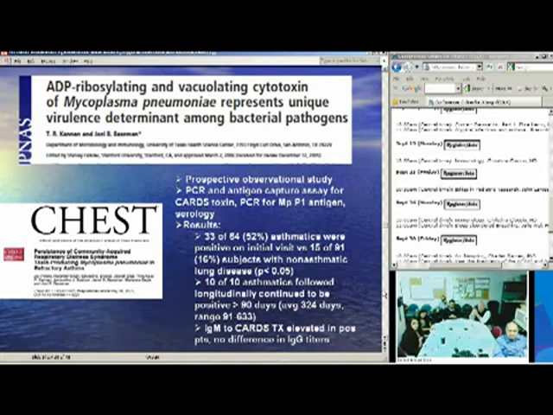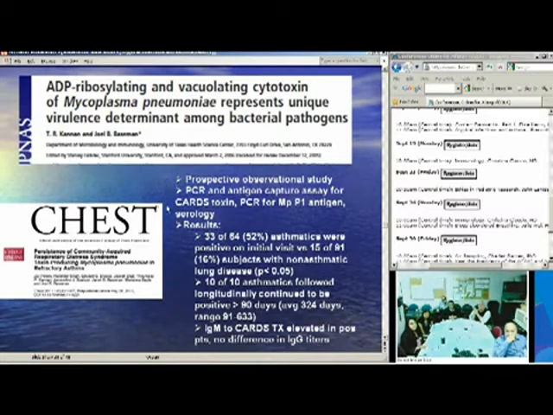But I wanted to talk just for a little bit about this new toxin, the CARDS toxin, because it's quite interesting. It was first described in 2006 by Cannon and Baseman as an ADP ribosylating and vacuolating cytotoxin, similar to the pertussis toxin. And they've had a number of publications since that time. Most recently, one earlier this year in Chest by Jay Peters, working with Joel Baseman's group.